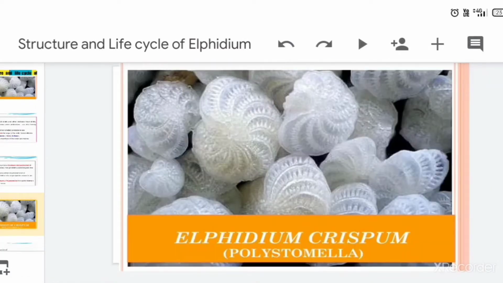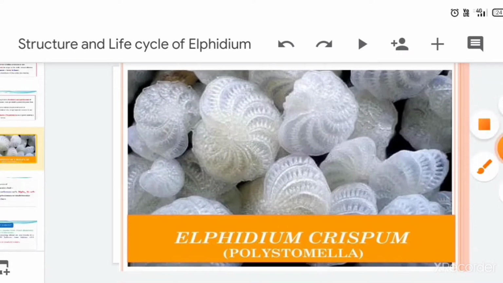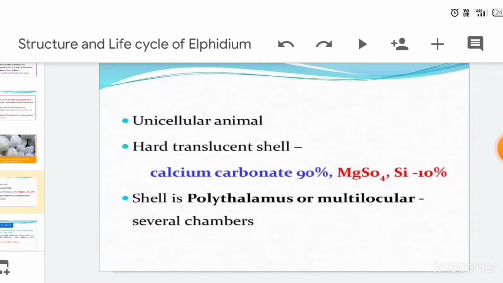So this is the structure of Elphidium, which are round and pale yellow in color. These Elphidium are unicellular organisms which have a hard translucent shell, made up of 90% calcium carbonate, and magnesium sulfate, and 10% silicon. The shell is polythalamus or multilocular, which means the shell consists of several chambers that are separated by the septa.